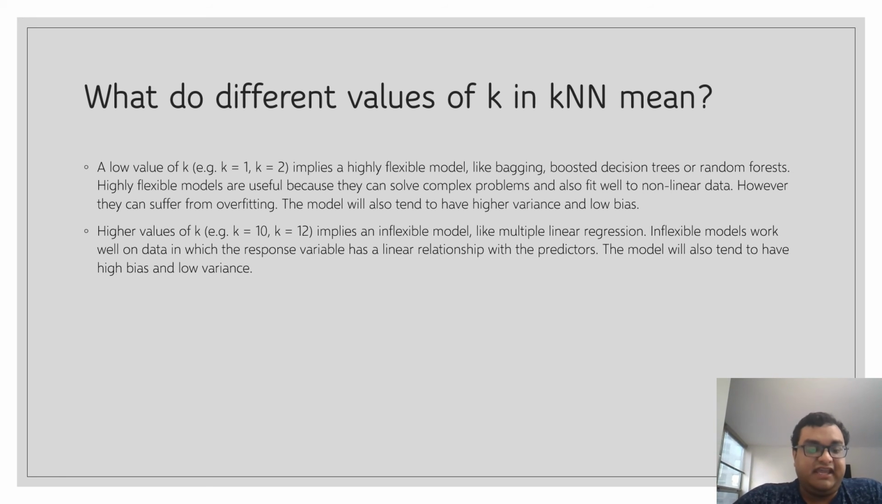The model will also tend to have higher variance and low bias. Higher values of k, for example k equal to 10 or k equal to 12, implies an inflexible model like multiple linear regression. Inflexible models work well on data in which the response variable has a linear relationship with the predictors. The model will also tend to have high bias and low variance.